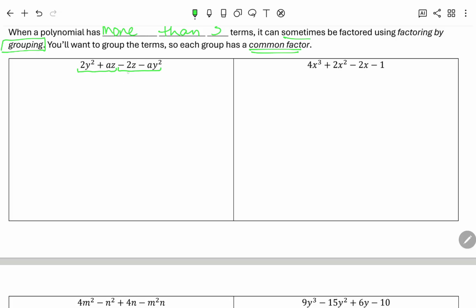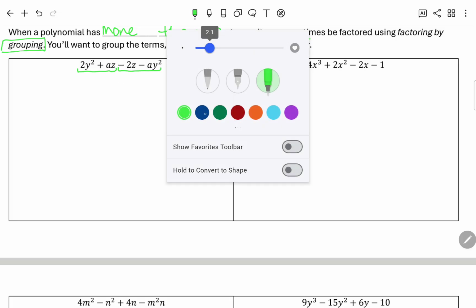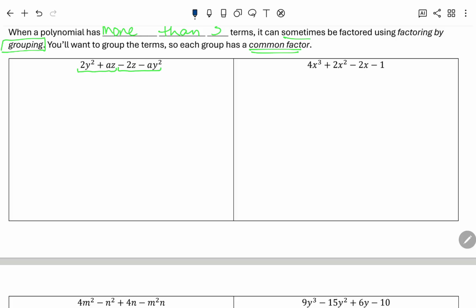I'm going to want to rearrange. So let me try something else. I'm going to take a step back and look at these, and maybe I see to myself, okay, well, the first and third terms both have a 2 in them, and the second and fourth terms both have an A. So let's go with that. Let's write 2y squared minus 2z, because I'm just rearranging how they're written, right? Using our properties, plus az minus ay squared.